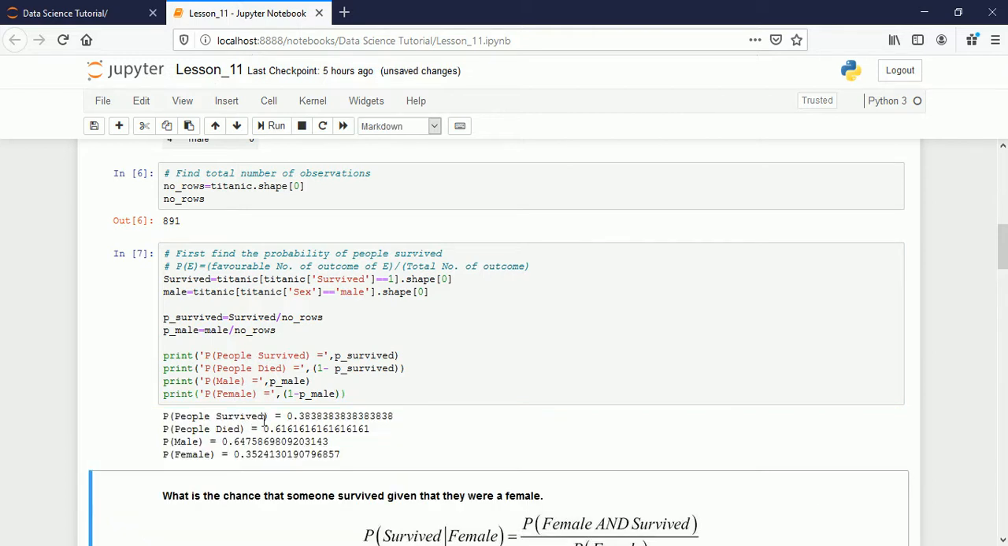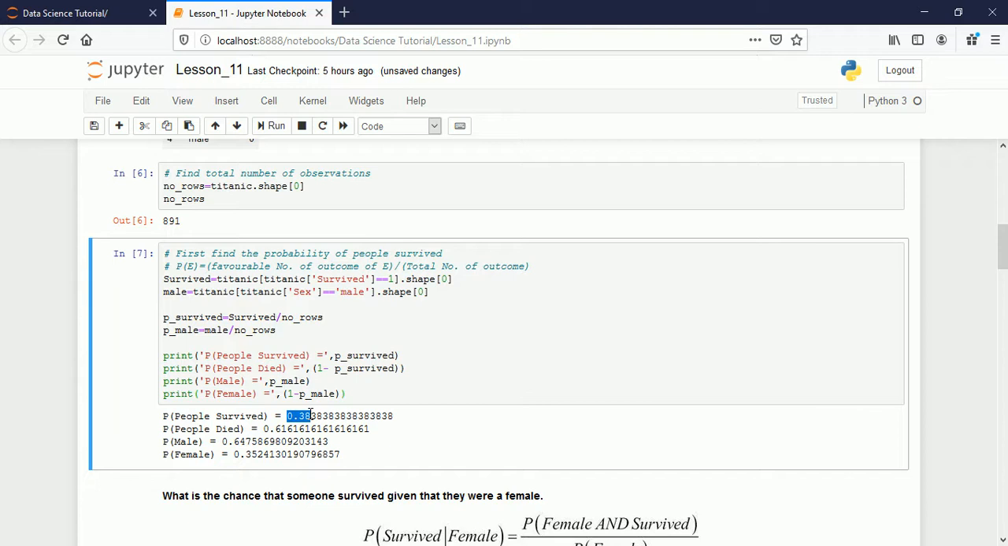So these are the percentages. Here we have people survived is 38%. Here it is 62% people died, and here we have male, how much? We have 65% male and 35% female.